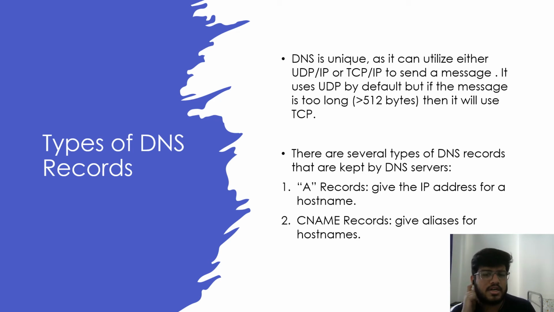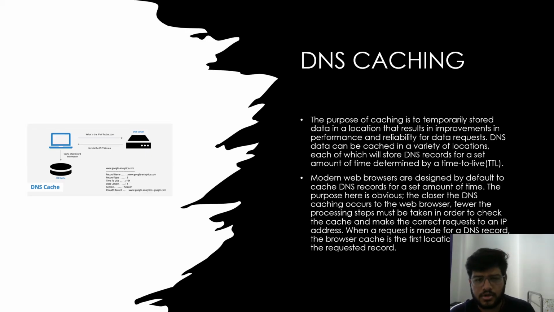Now, there are several types of DNS records that are kept by a DNS server. First, A records, which are basically just used to give the IP address for a particular host name. Second are CNAME records, which are basically used to give aliases for our host names. Now, let us talk about a very important feature of DNS, that is DNS caching, which is generally used in our day-to-day life.